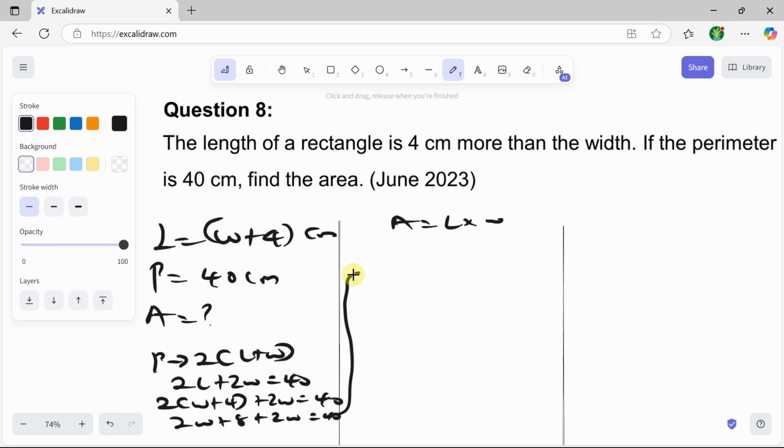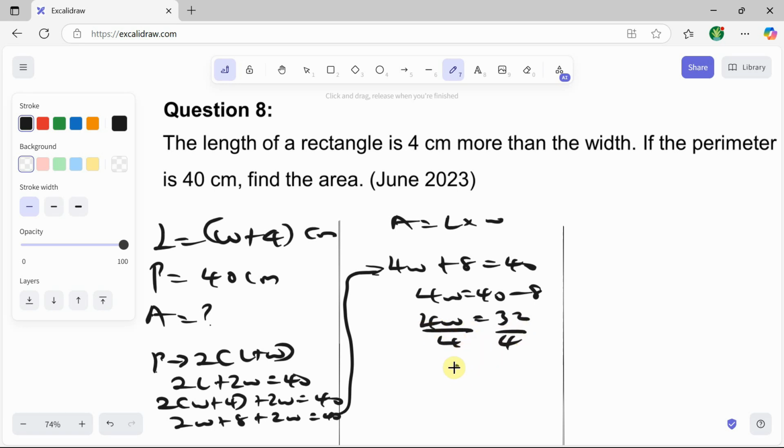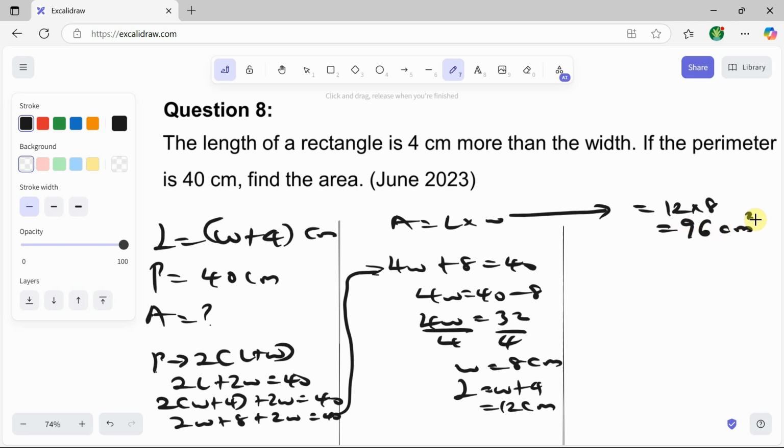Then if I carry this up, 2W plus 2W will be 4W plus 8 is equal to 40. 4W will be equal to 40 minus 8. 4W will be equal to 32. If I divide both sides by 4, W is equal to 8 centimeters. So if our W is equal to 8 centimeters, then our L will be equal to what? W plus 4, which will be equal to 12 centimeters. So our area now would be 12 times 8, which would be 96 centimeters squared.